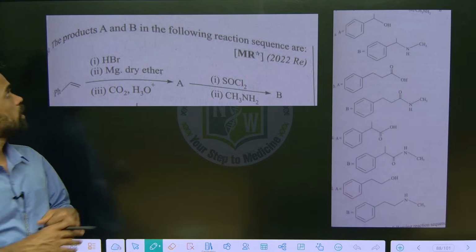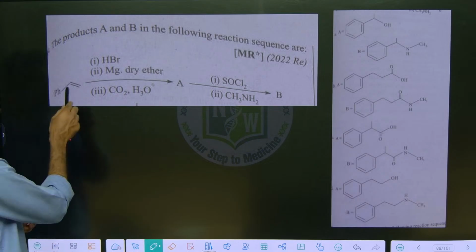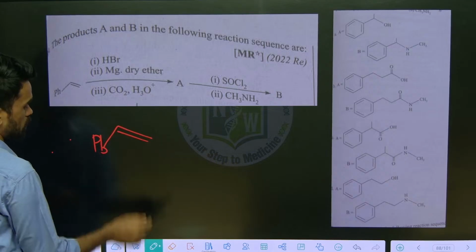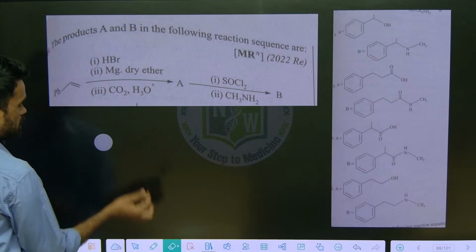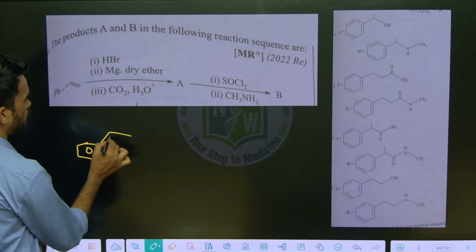The products A and B in the following reaction sequence are asked. See the starting compound here, what exactly is it? It is nothing but styrene. What we can say, it is a styrene. Okay, like this it will be.